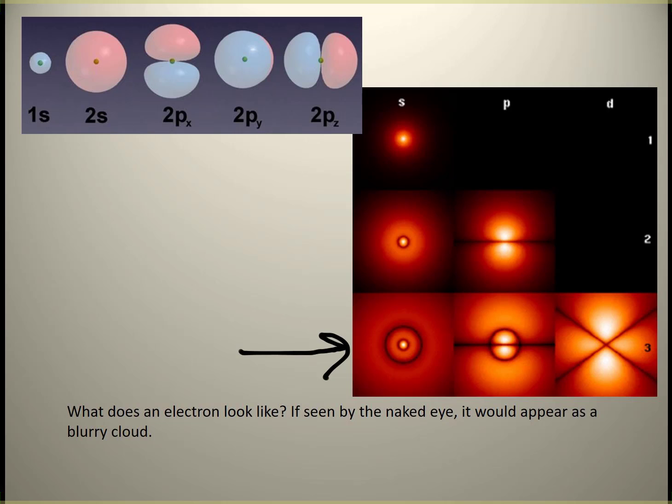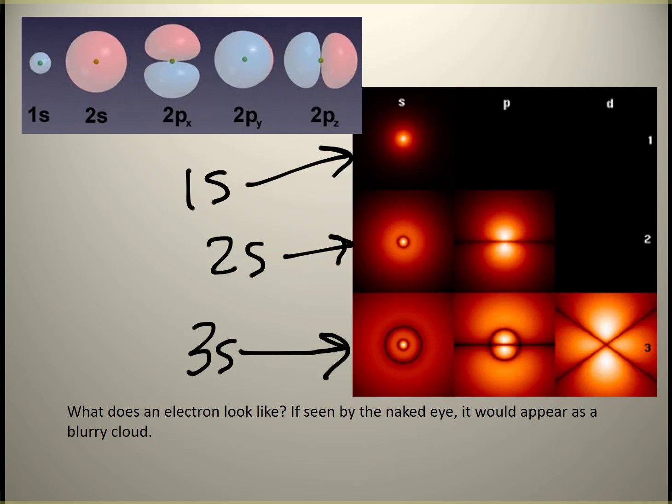So we can see our S. Here's our 1s. Here's our 2s. You can see the 2 layers. And here's our 3s. There's those layers. And then you can see that we have a 2p and here's a 3p. So you can see how they overlap. And then this right here, this is a 3d. Notice that your p's start on the second energy level and your d's start at the third energy level.